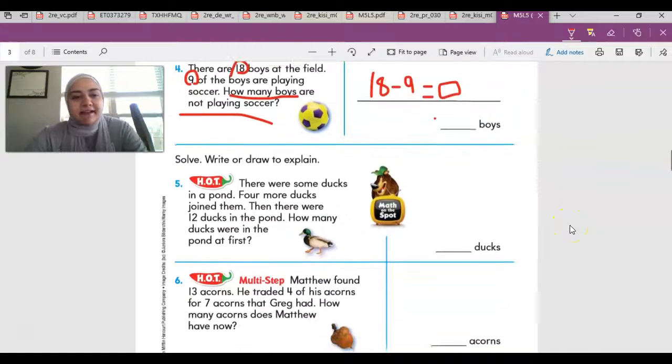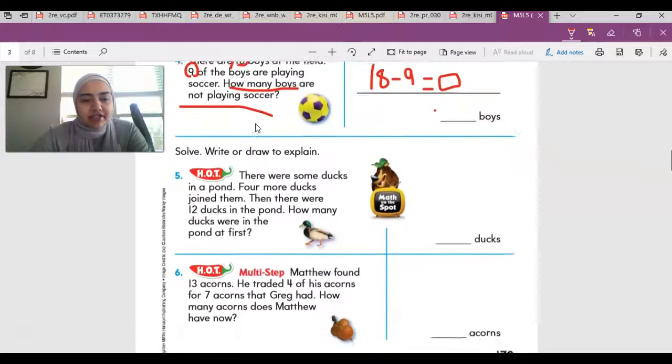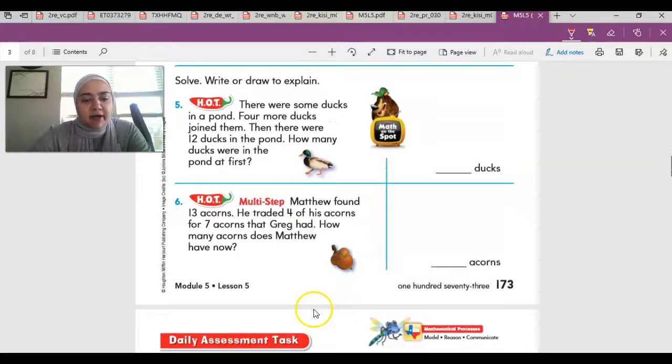Okay. Make sure you're showing your strategies like I am, okay? Make sure you're circling the numbers. Make sure you're boxing the keyword. Make sure you are underlining the question, okay? All right, let's watch Professor Berger.